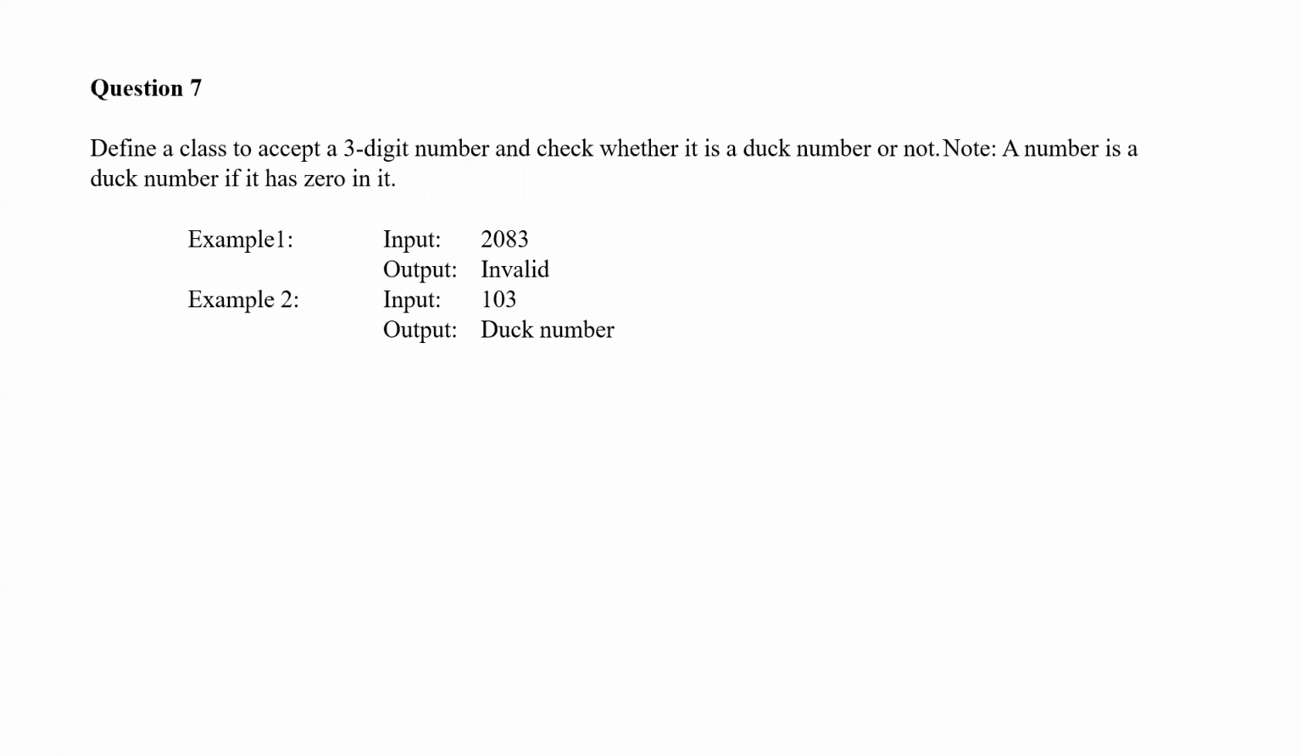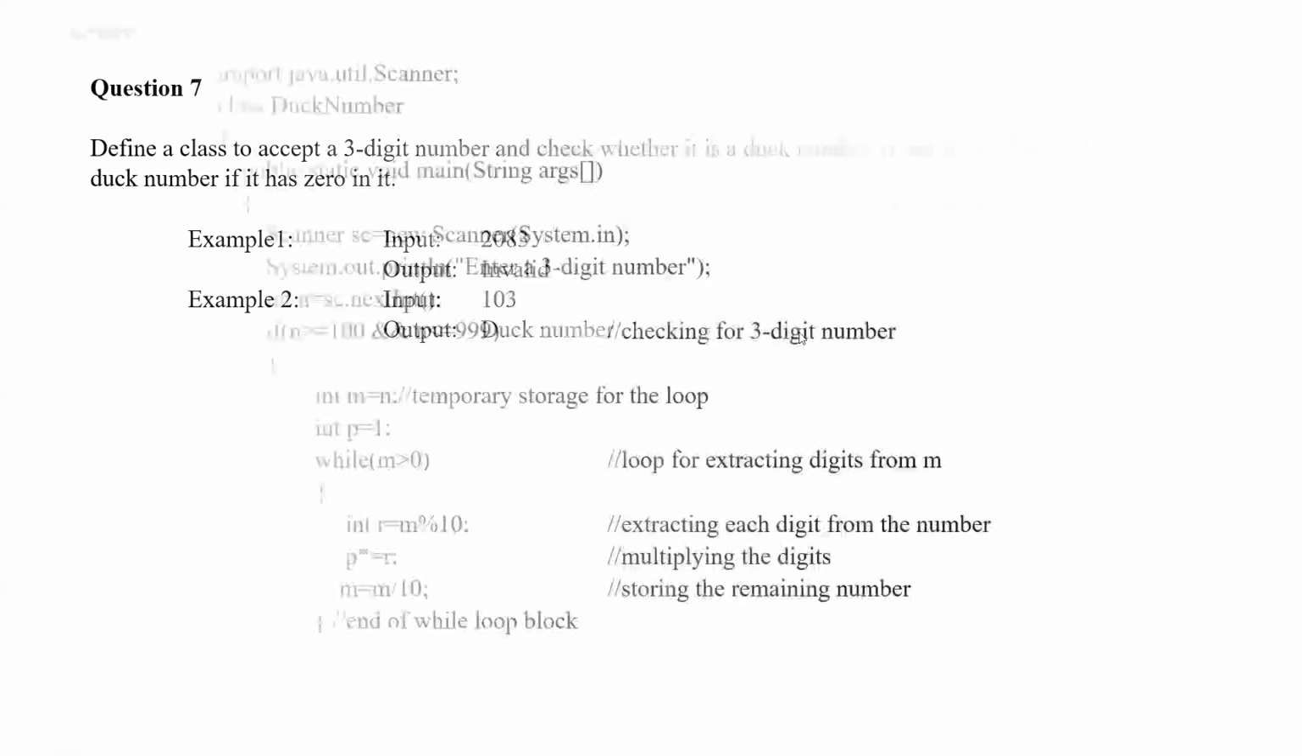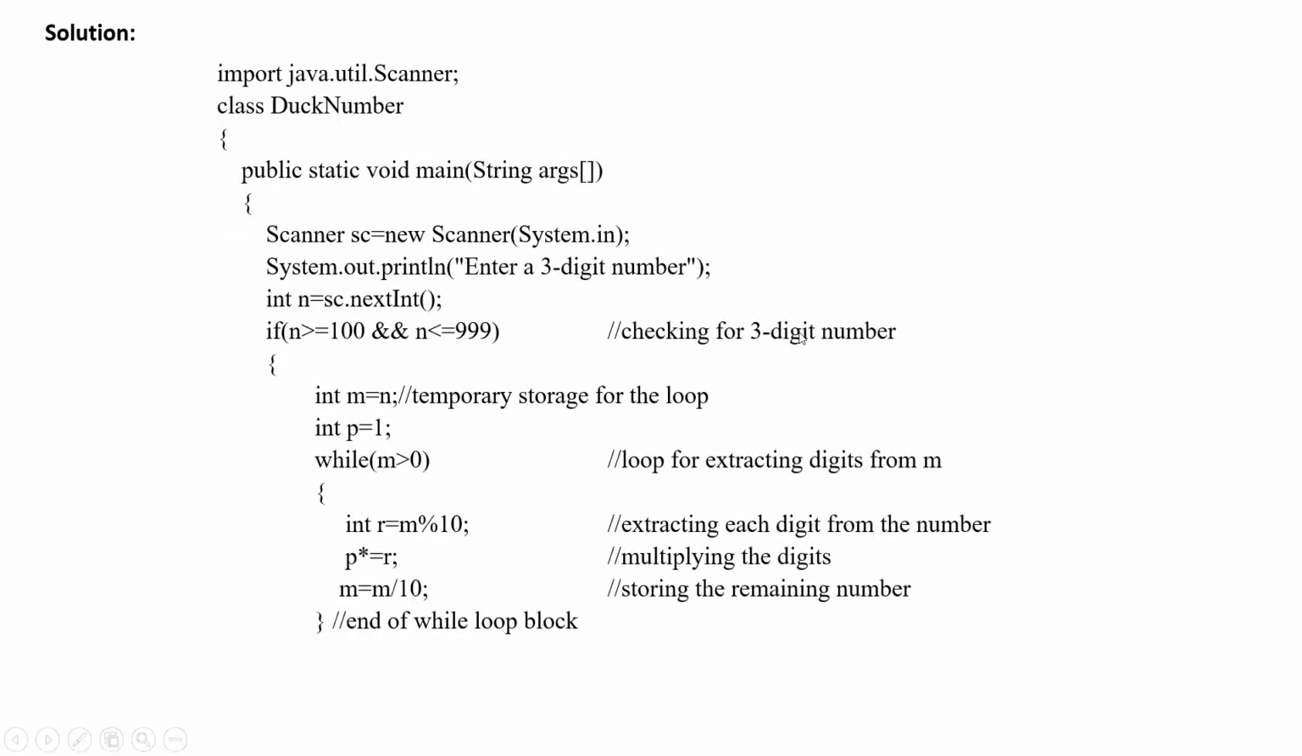The other one is 103, it is a duck number. So let us see the code. Again, scanner input. So import statement with the Scanner class, class DuckNumber, main method, scanner object declared, message printed for entering a 3-digit number. Now you're taking the number in int n, so int n equals sc.nextInt.